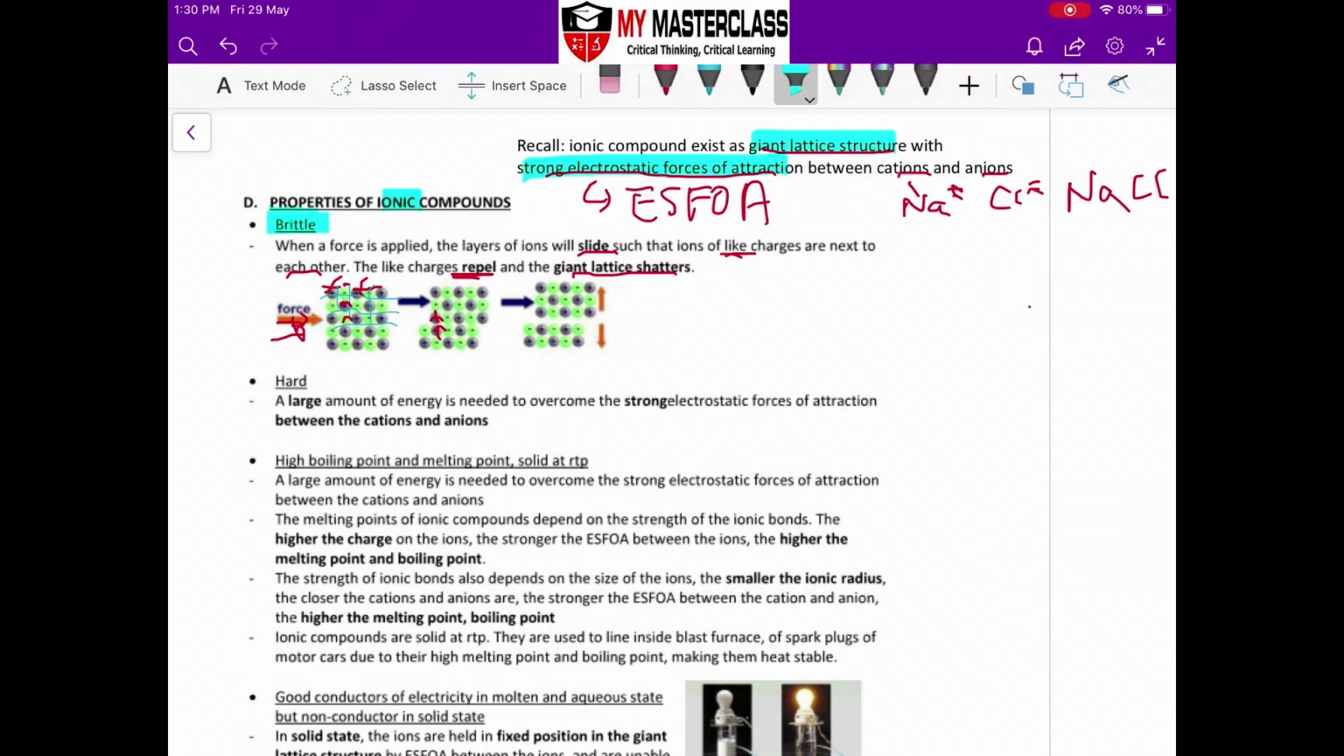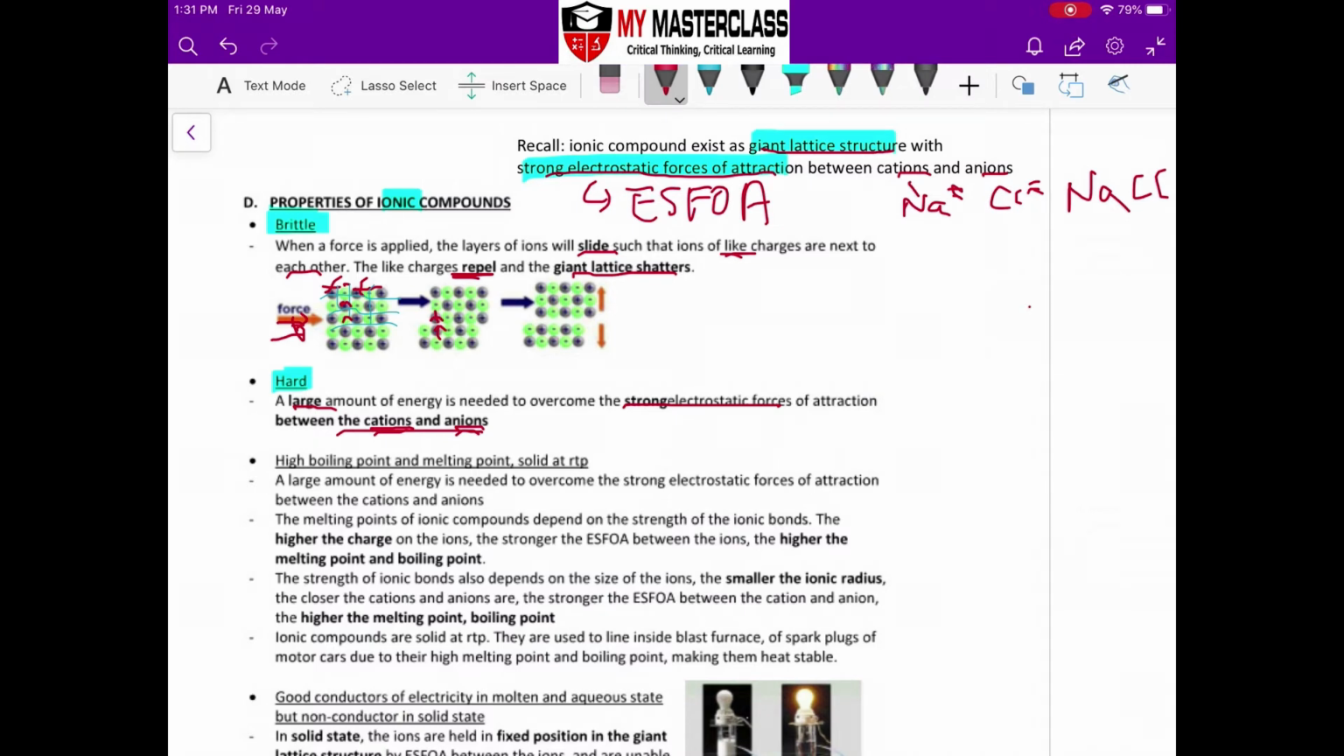The next property that we are going to look at is hardness. Ionic compounds are hard. Why are they hard? It is because a large amount of energy is needed to overcome the strong ESFOA between the cations and anions. Remember, in terms of chemical bonding, we always have to say exactly what the attraction force is between. In this case, the ionic bond is between the cations and anions. We have to be specific about it.